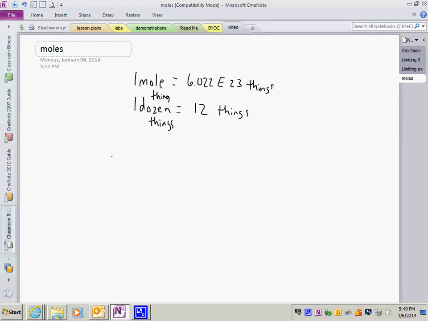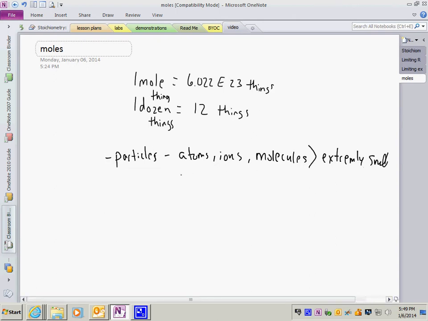why do we have these things? Well, it turns out that particles, atoms, ions, molecules, even the biggest protein molecules, are extremely small. In fact, 1 mole of water, let's say H2O, has a mass of 18 grams, therefore has a volume of 18 milliliters, and could easily be cupped into the palm of your hand.